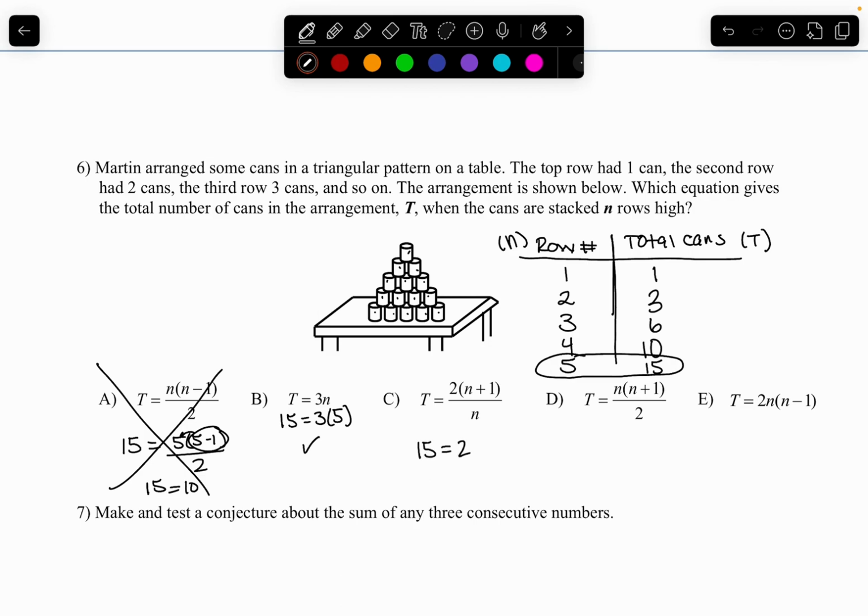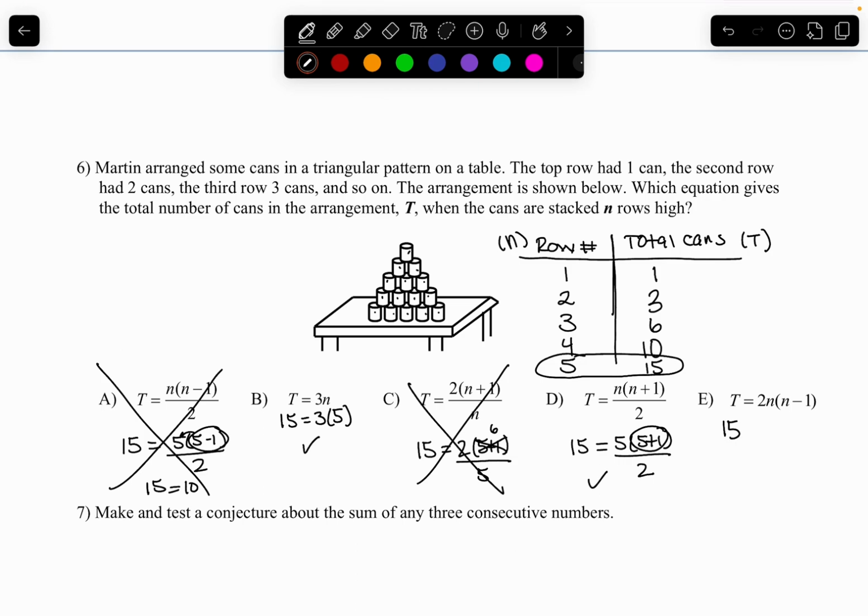15 equals 2 times 5 plus 1 divided by 5. That's going to be 6 times 2 is 12. 12 divided by 5 is definitely not 15. All right, we got 15 equals 5 times 5 plus 1 divided by 2. That's 6 times 5 is 30. 30 divided by 2 is also 15, so that one also works.